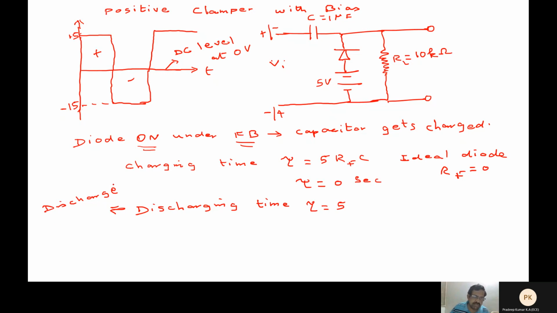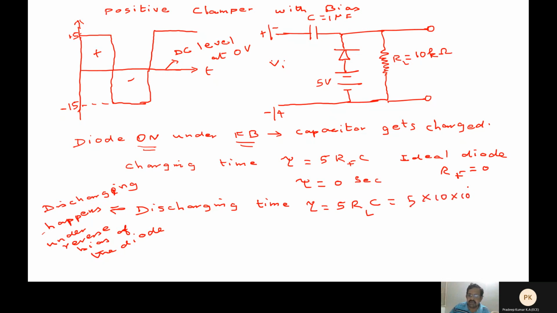So discharging happens under reverse bias of the diode. So in this case, it will become 5 RLC, which means you have 5 into 10 into 10 power 3 and 1 microfarad. It is 10 power minus 6, which means you get 50 millisecond.